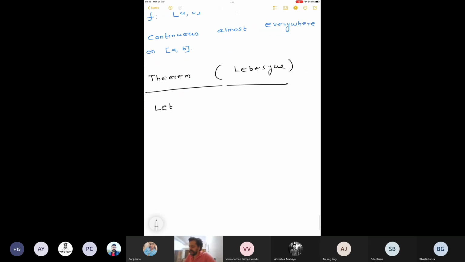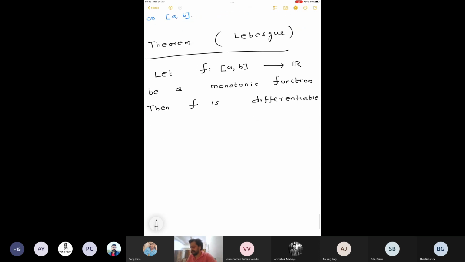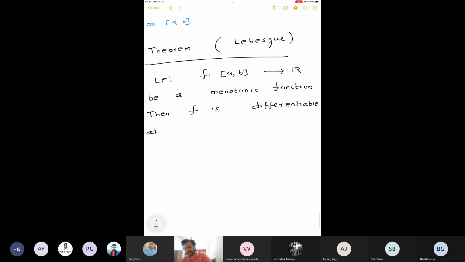Let f from AB to R be a monotonic function. Then f is differentiable almost everywhere. It's not only continuous, which you know from real analysis, it is in fact differentiable almost everywhere on AB.